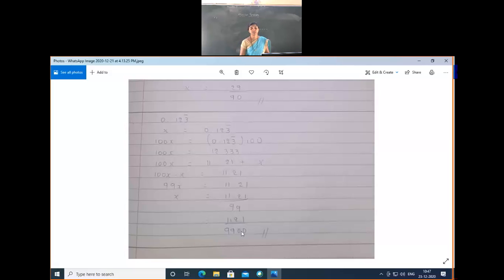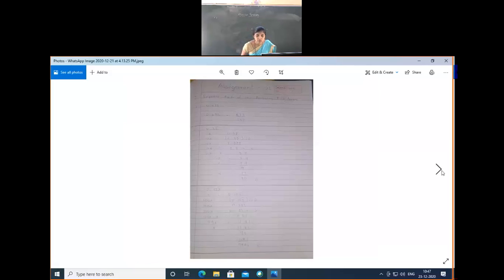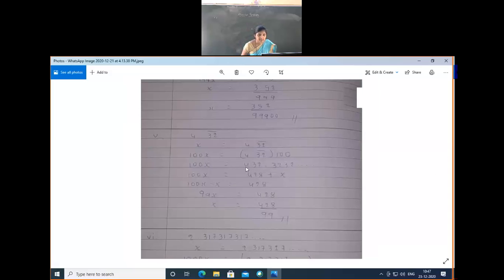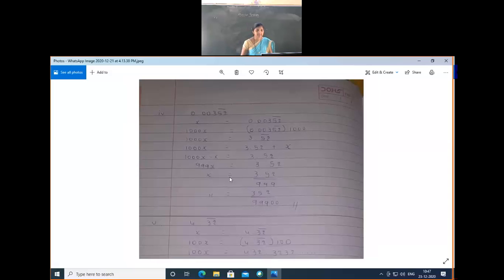Yes. So this is about the third problem. So next page. Next. See here. 0.00352 bar. See, all are getting the same answer, no?